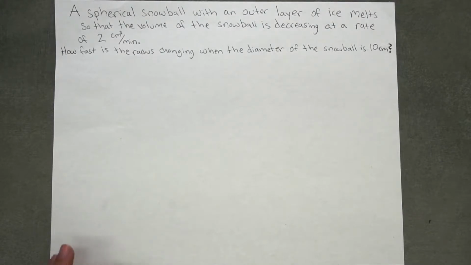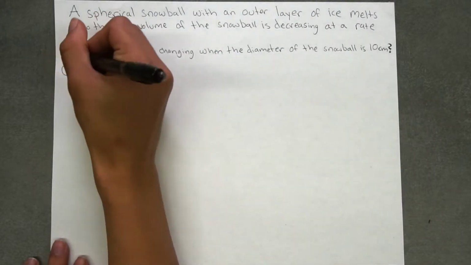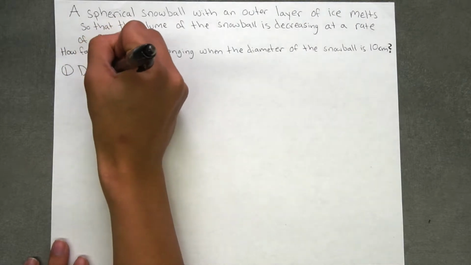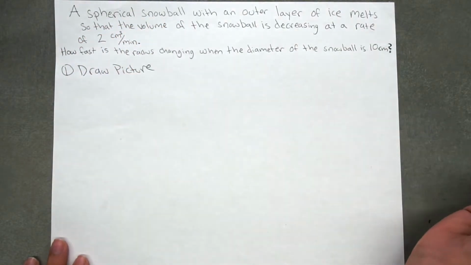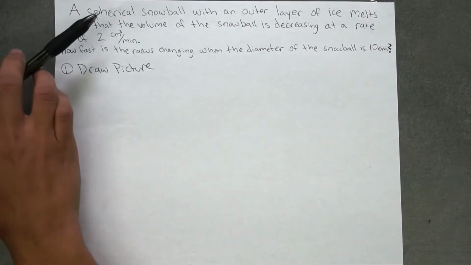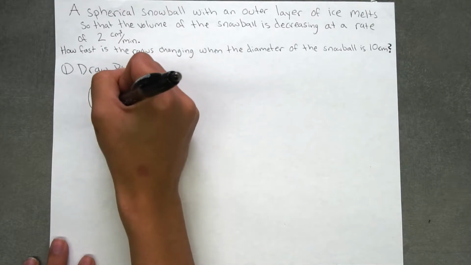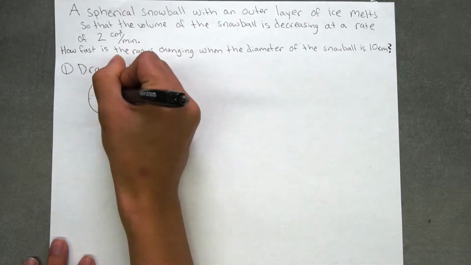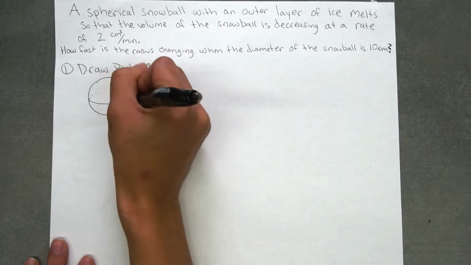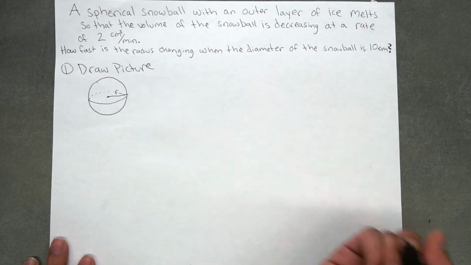So the first step when we have problems like this is to draw a picture so we can see what's going on. Draw a picture. So the problem states that we have a spherical snowball, so let's just start by drawing a sphere. I'm going to label the radius.